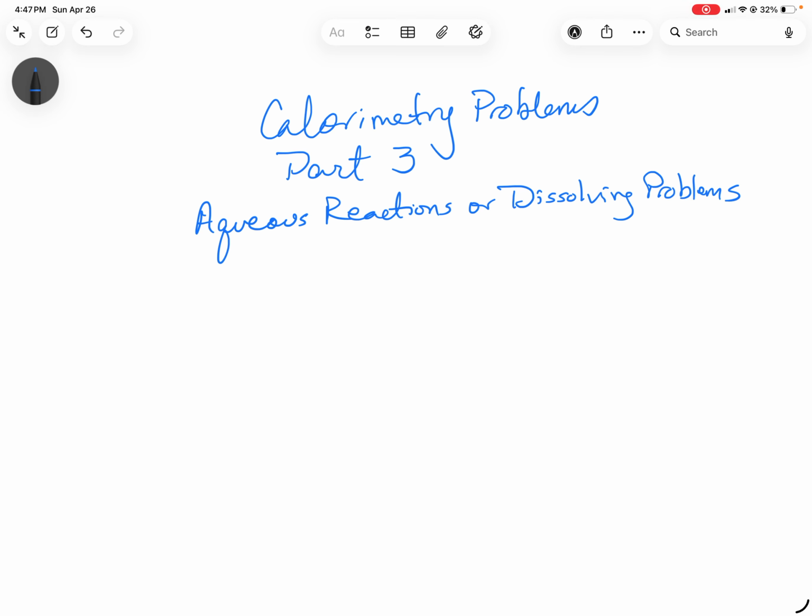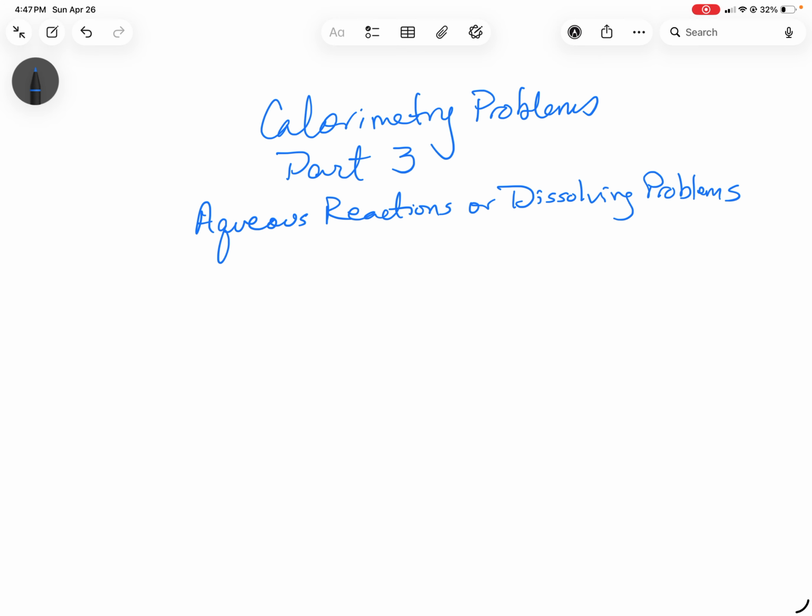Right. The last type of problem I want to talk about are actual chemistry calorimetry problems. The first kind was just, okay, I've got a piece of metal. It's heated from this temperature to that temperature. I could solve for Q. I could solve for M. I could solve for specific heat.